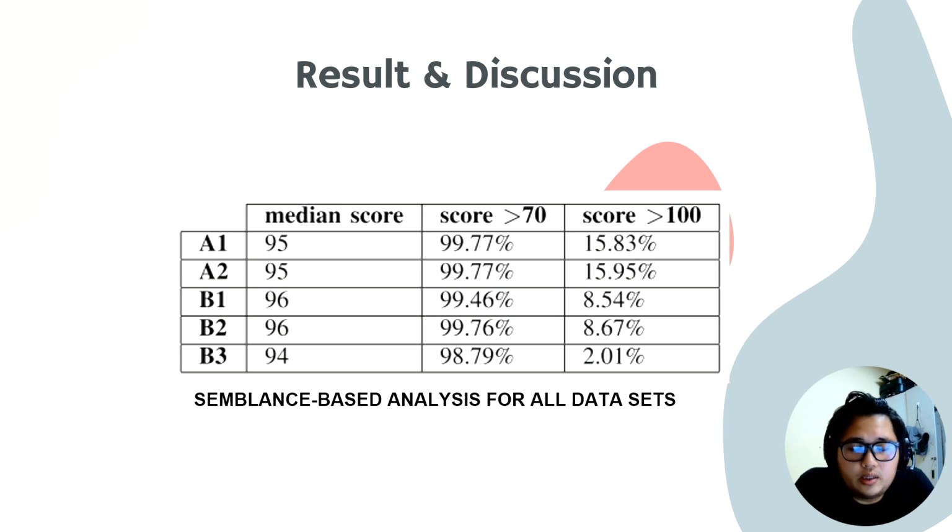Next, we move to the results and discussion. As we can see in the results and discussion, looking at the score of more than 70, the two datasets scored well, at around 99%. For the score of more than 100, both datasets scored quite low, but the score for more than 70 is higher for all the datasets.